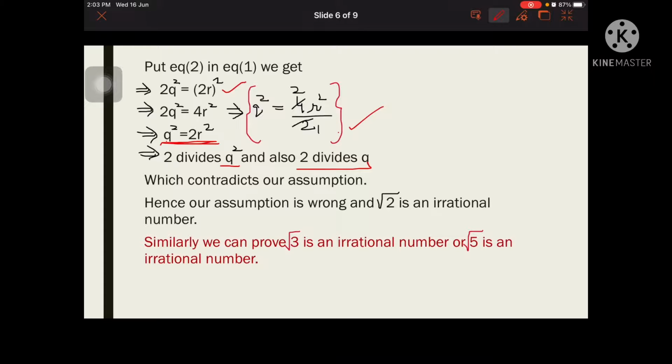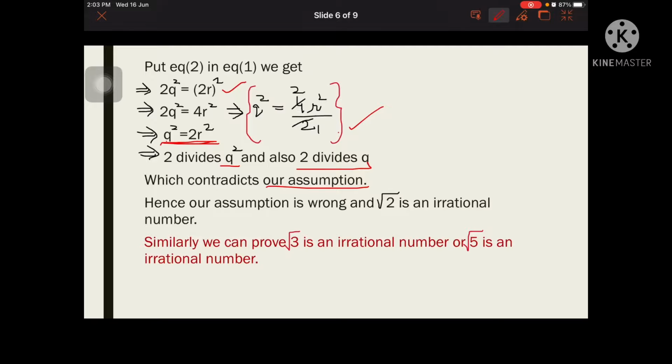And in the previous equation number 2, we have shown that 2 is a factor of p. It means 2 is a common factor of p and q both, which contradicts our assumption, because in the starting we assumed that p and q are co-primes. Hence our assumption is wrong and under root 2 is an irrational number. Okay students, following the same procedure and steps, you can easily prove questions like under root 3 is an irrational number or under root 5 is an irrational number.